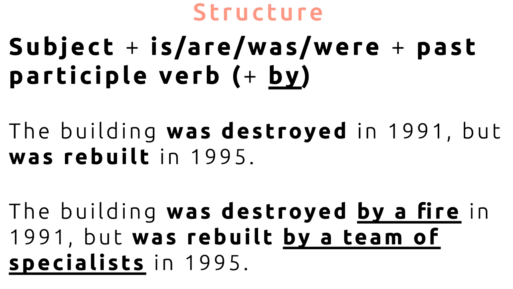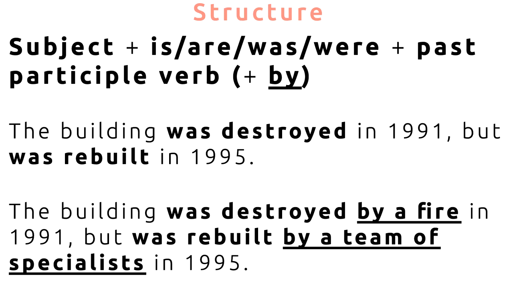The first example doesn't mention the agent. Have a read. The building was destroyed in 1991, but was rebuilt in 1995. So we have two passive forms in this sentence: was destroyed and was rebuilt. In both examples, we do not mention the agent, so we don't know the doer of either one.